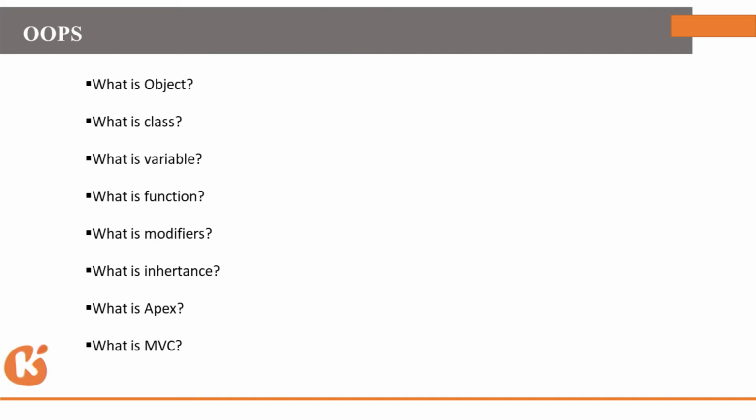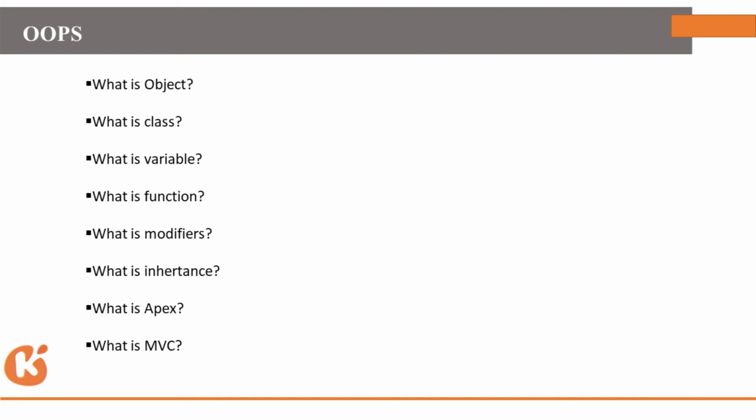In the modifiers you have public, private, protected, and default. But one thing: in Salesforce we have public, private, and global. These public, private, global are the default access modifiers we get in Salesforce. Clear? Okay.